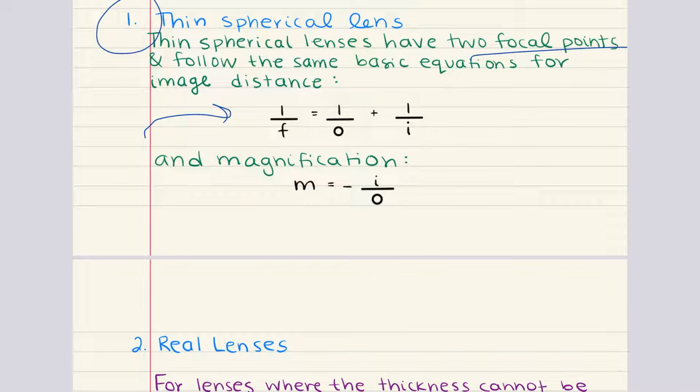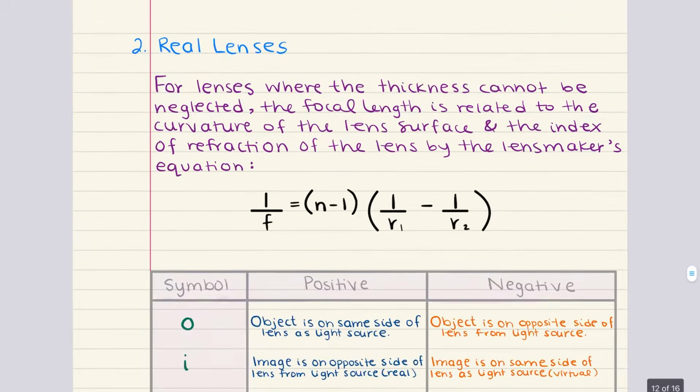distance. This equation helps us calculate where an image will form based on the lens focal length and the position of the object. For magnification, we also use the same formula as we did with mirrors. Magnification is equal to negative i divided by o. In lenses, a positive magnification value indicates that the image is upright, while a negative value indicates that the image is inverted. Now that we've discussed thin spherical lenses, let's move on to real lenses.